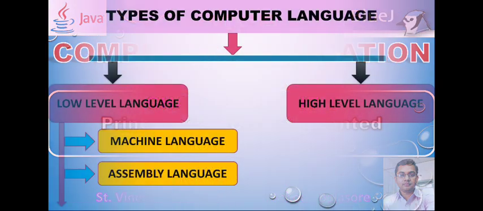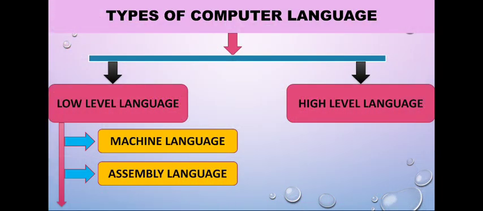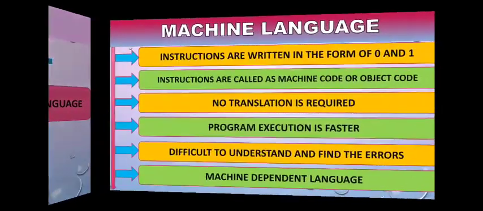Let's start. First, computer language. It is a language by which we can write the programs for the computer, and it is of two types. One is low-level language, and the other is high-level language. Low-level language is a machine-dependent language, whereas high-level language is a machine-independent language. Then low-level language is again divided into two types: machine language and assembly language.